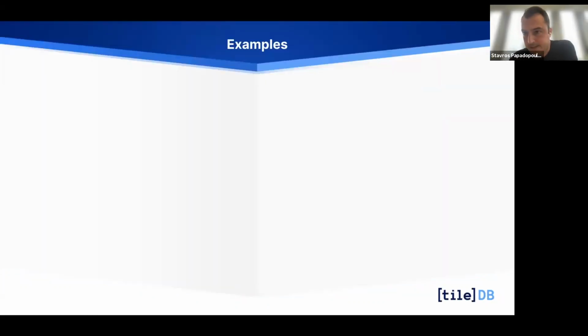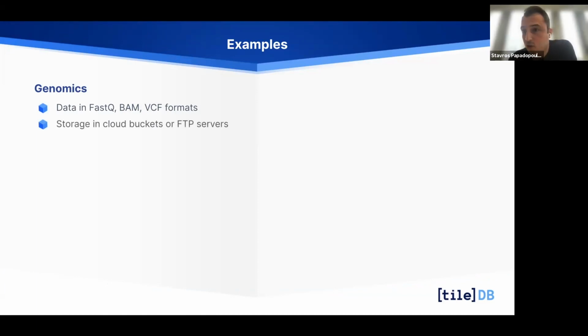I'll give you a couple of examples to make my case. For example, genomics. In genomics, the data comes in these weird formats called FASTQ, BAM, and VCF, the predominant formats. These are produced by the sequencers. Then this data is usually stored in some cloud buckets or FTP servers. You will be surprised, some of the solutions are like Dropbox with HIPAA compliance. So they're file managers because they work on files. They're not databases.